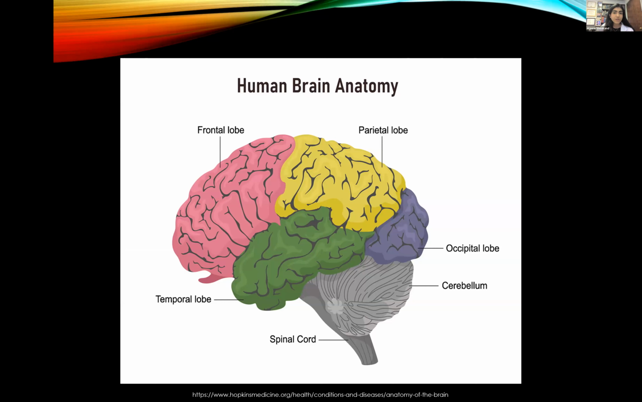I'm going to talk a little bit about the properties and functions of all the lobes before we get into the frontal lobe, so we're clear about how each lobe functions, what it contributes to our day-to-day activities, and the disorders associated with them. So let's start with that.